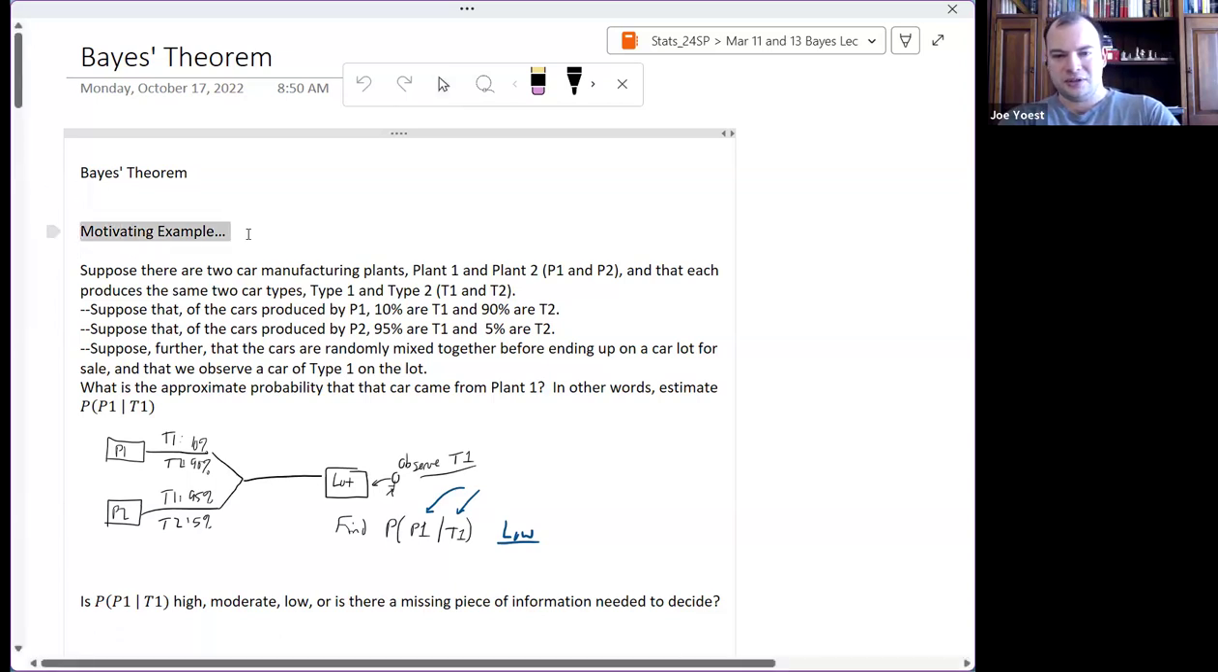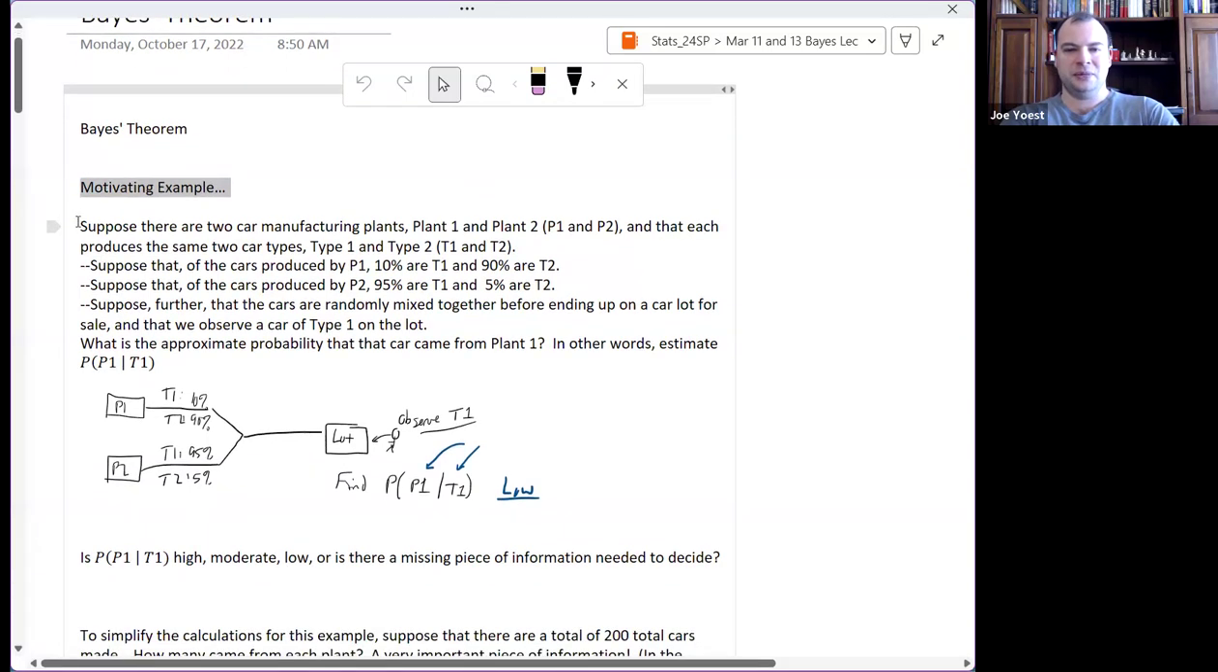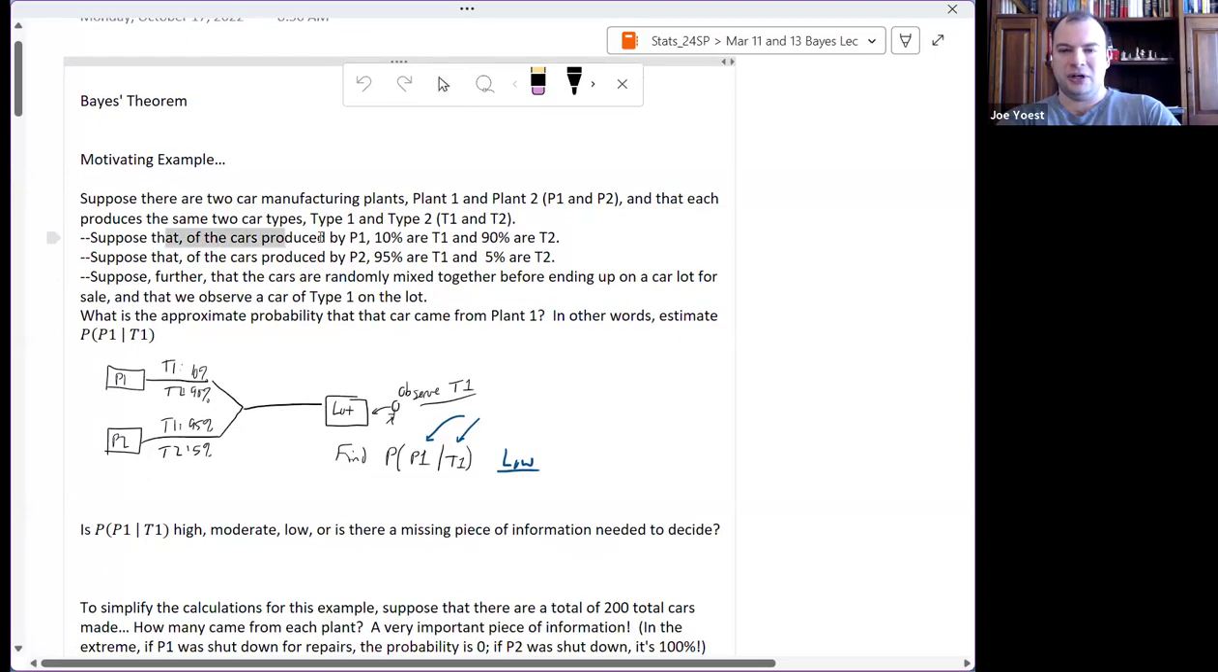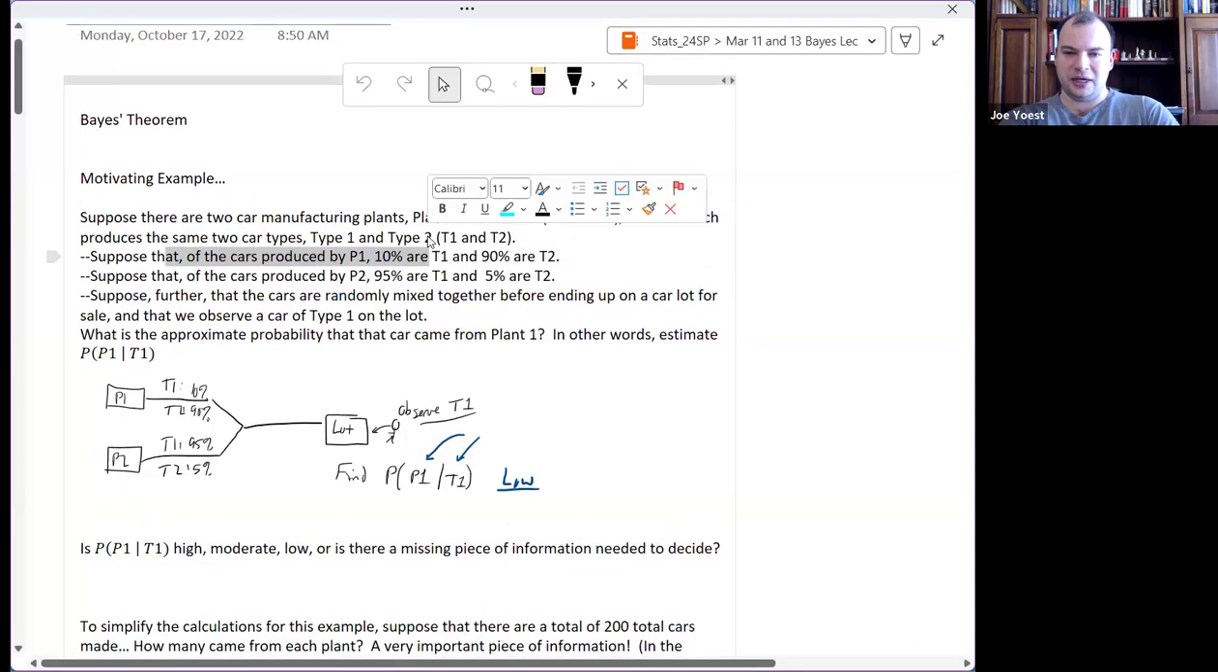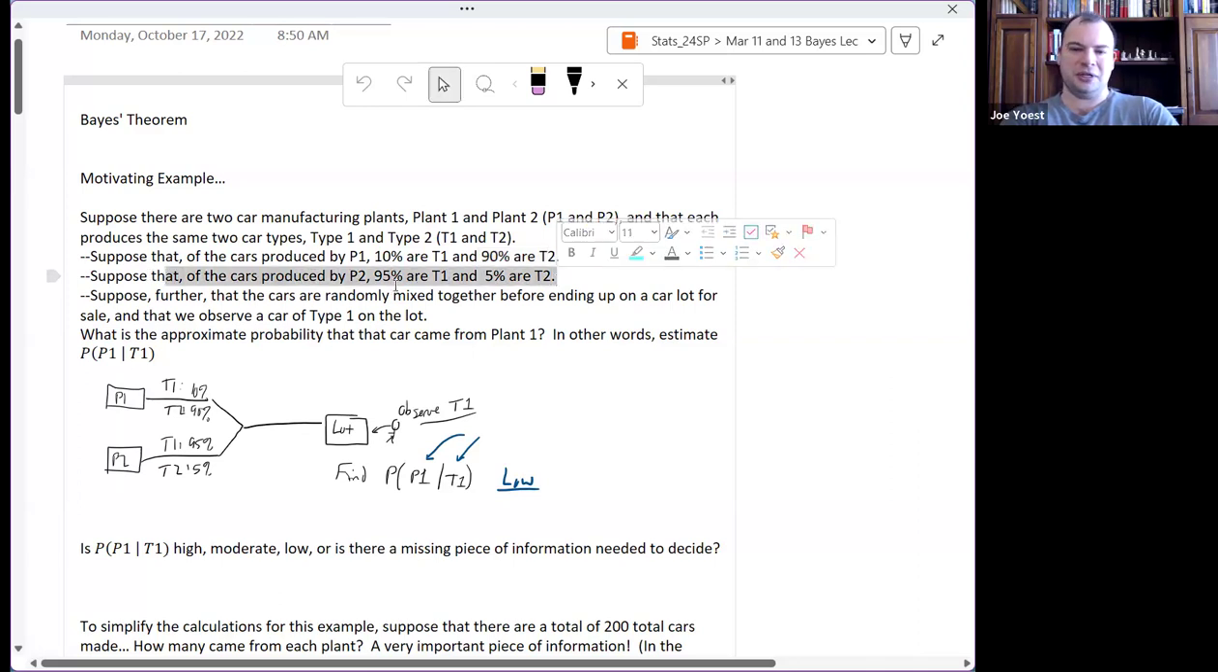Okay, so let's take a look at a motivating example. Suppose we have two car manufacturing plants, plant 1 and plant 2, which I'll abbreviate as P1 and P2, and that each produces the same two types of cars, type 1 and type 2, which I'll call T1 and T2. Suppose that of the cars produced by plant 1, 10% are type 1, 90% are type 2. And of the cars produced by plant 2, 95% are type 1 and 5% are type 2.